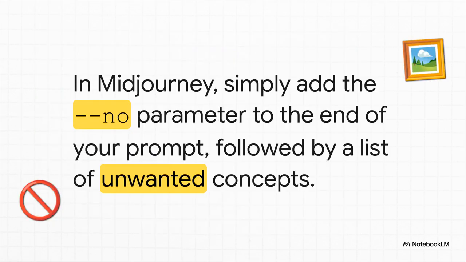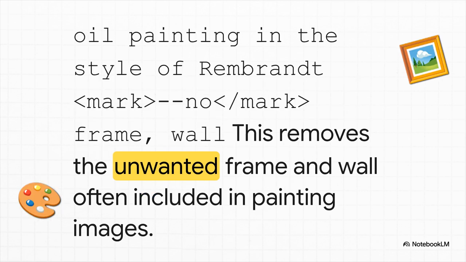And the command couldn't be simpler. You just type --no and then list out whatever you want to get rid of, separated by commas. So in our example, using --no frame, wall tells Midjourney to just forget about those extra bits. It strips away all the stuff that usually comes with a painting and its data, and you get just the clean artwork ready to go.